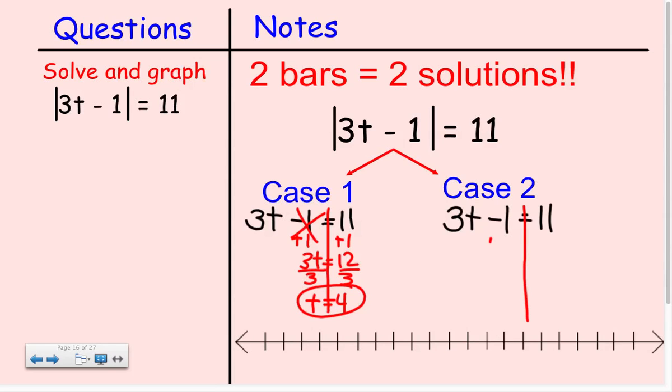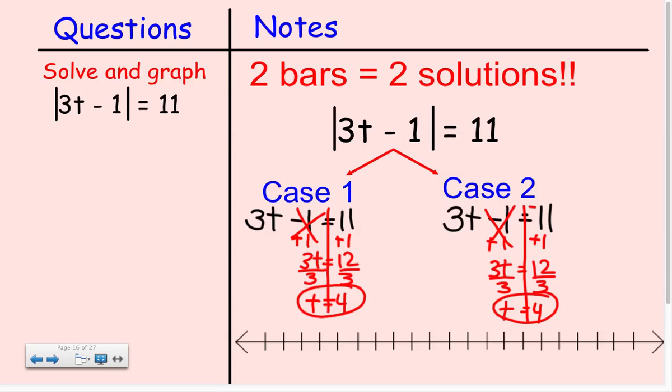Case 2, add 1 to both sides. 3t equals 12. Divide by 3. T equals 4. Now you'll notice on this one, they're both the same solution. Which means I made a mistake. There's why I caught my mistake.